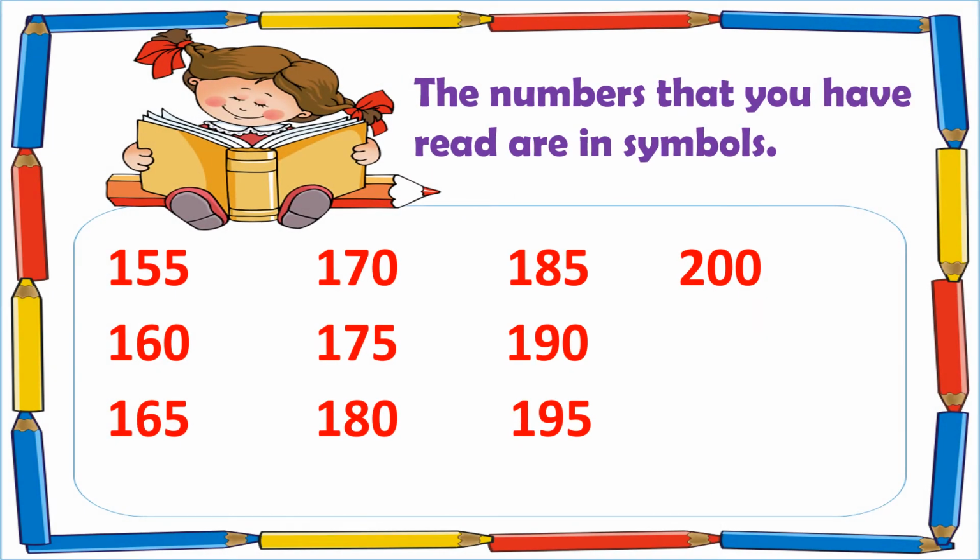Students, the numbers that you have read are in symbols. What are those numbers that you read in symbols? 155, 160, 165, 170, 175, 180, 185, 190, 195, and the last number is 200. These are the numbers that you have read in symbols or in number form.